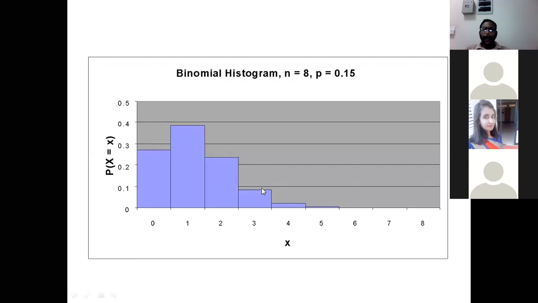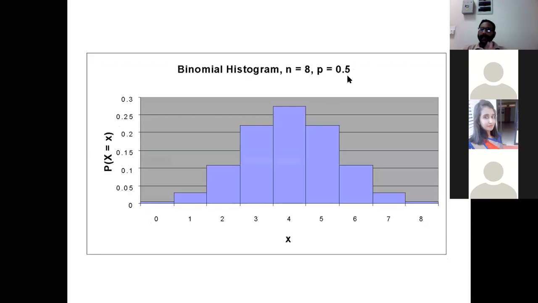Is it symmetric, or is it right skewed, or is it left skewed? Anyone? Right skewed. Left skewed. It's right skewed. Right, it is right skewed. You see, when the probability is very small, when the p-value is very small, the distribution is right skewed. Right, let's look at when the probability is exactly 0.5. How does this distribution look? Symmetric. Yeah, it's symmetric, right?